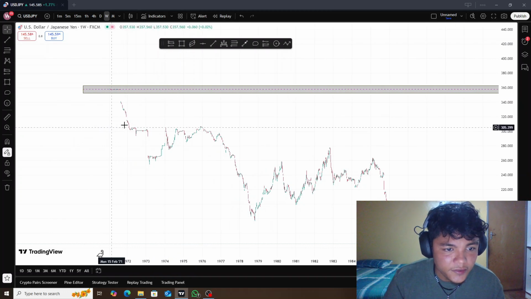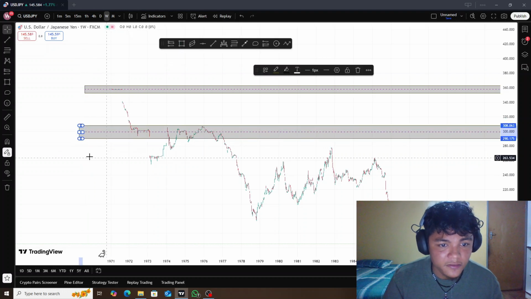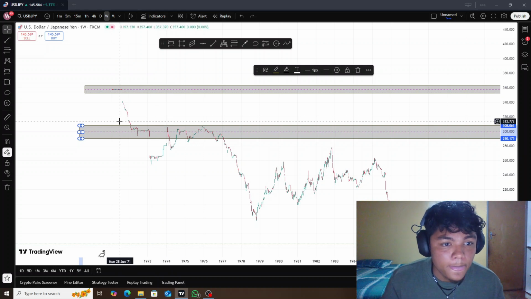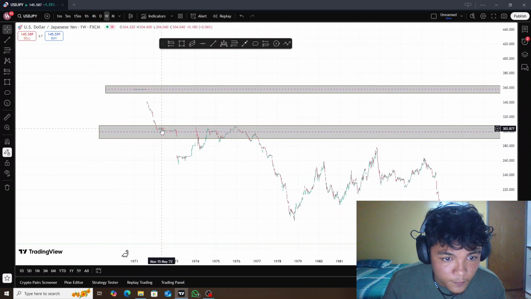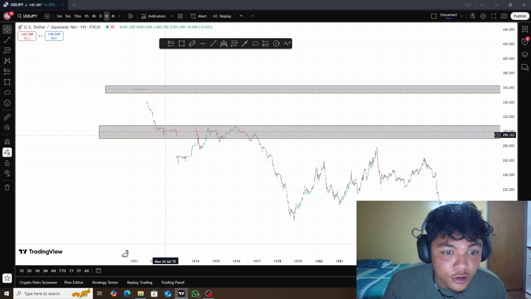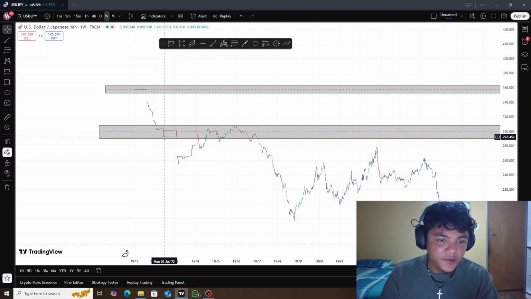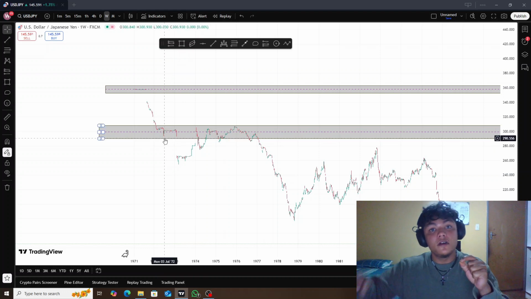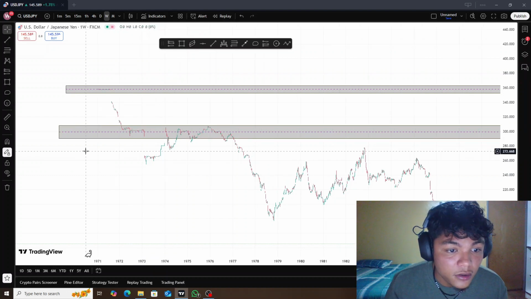Okay, so I see this is my support. That whole level is my support. So basically what happened here, the market came down and it got pushed up. It got pushed up again. So something in this area prevented the market from continuing to go down. Okay, so the market got pushed up.